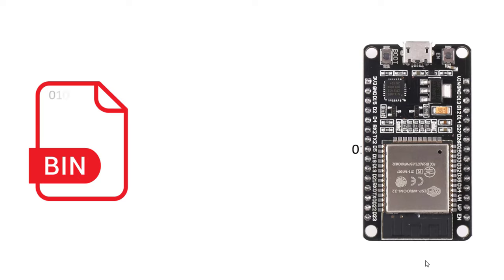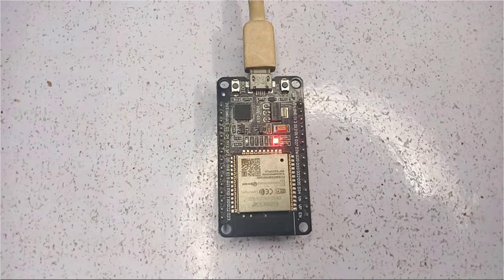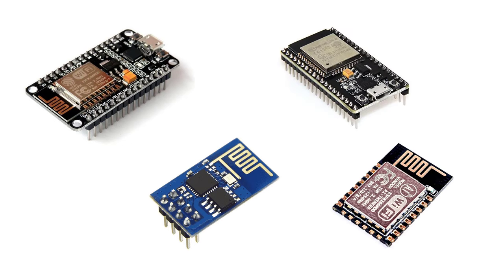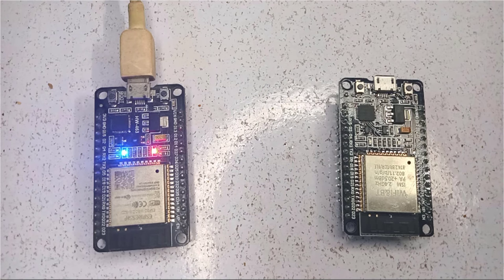Hello friends. Today, I will show you how to extract hex code from ESP32 or ESP8266. In this tutorial, I will be using the ESP32 development module, but the steps are the same for any other ESP32 or ESP8266 device. Currently, I have uploaded a simple blink sketch onto this ESP32. It blinks the built-in LED at 500 milliseconds interval.